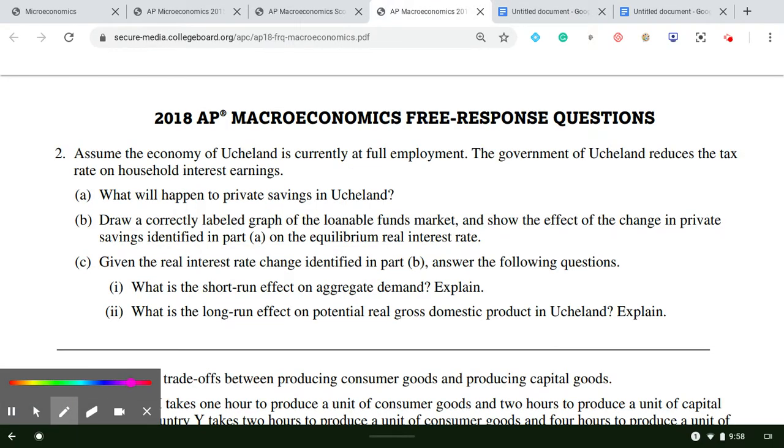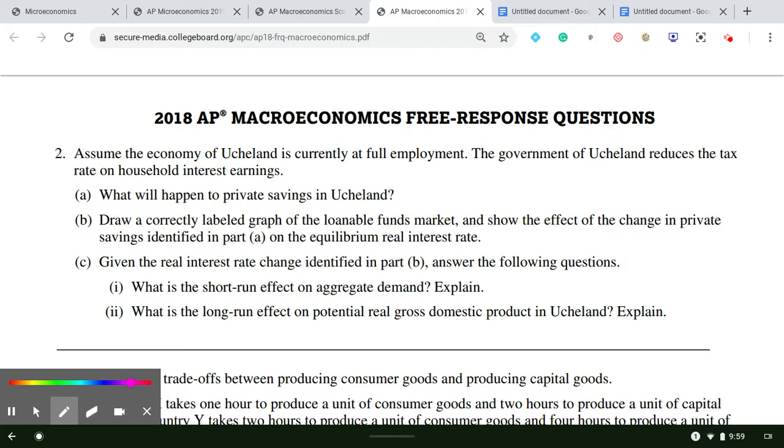Great. Given the real interest rate change identified in Part B, answer the following questions. What will be the short run effect on aggregate demand? And we need to explain. Since the interest rate has fallen, it'll increase purchases of interest sensitive spending, on consumption goods and mostly investment goods, and that'll increase aggregate demand. There's your short run effect and your explanation.